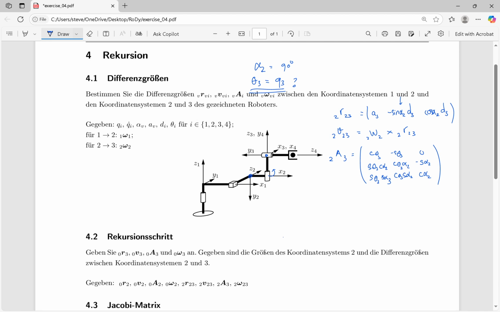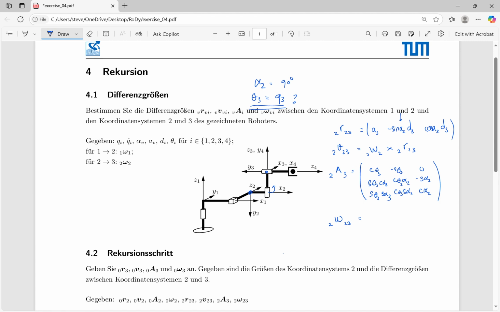Now let's try to see. Okay, there's another formula for the relative rotational angle, or the relative rotational velocity. Let's check the formula right here. And for Drehgelenk, this one is true. So it's actually just the elementary vector z multiplied by qi dot. So yes, it's actually q3 dot times the z axis, and the z axis is, in this case, this one.